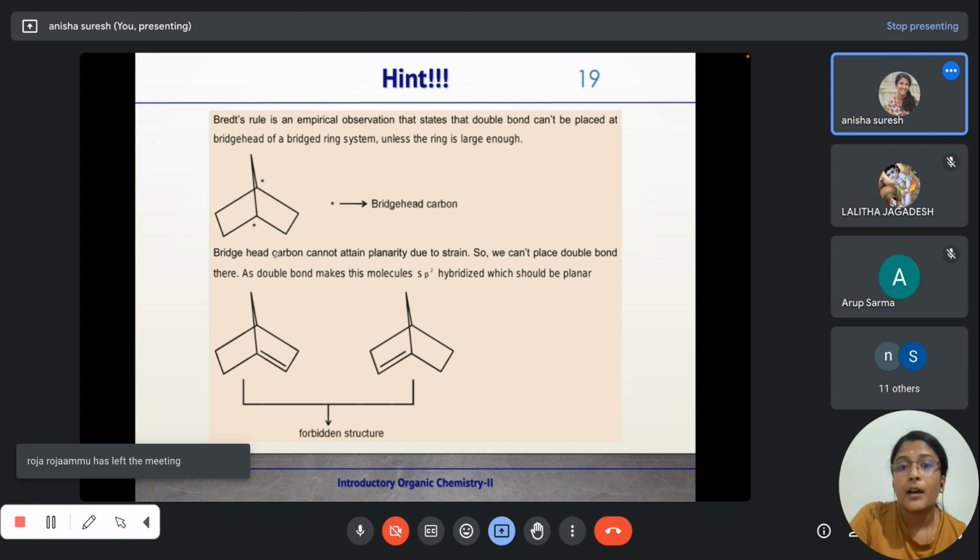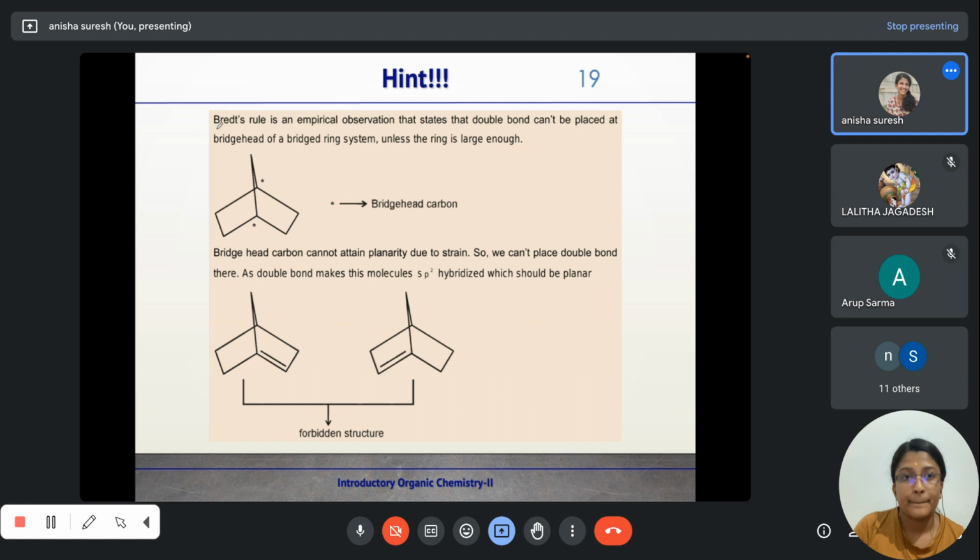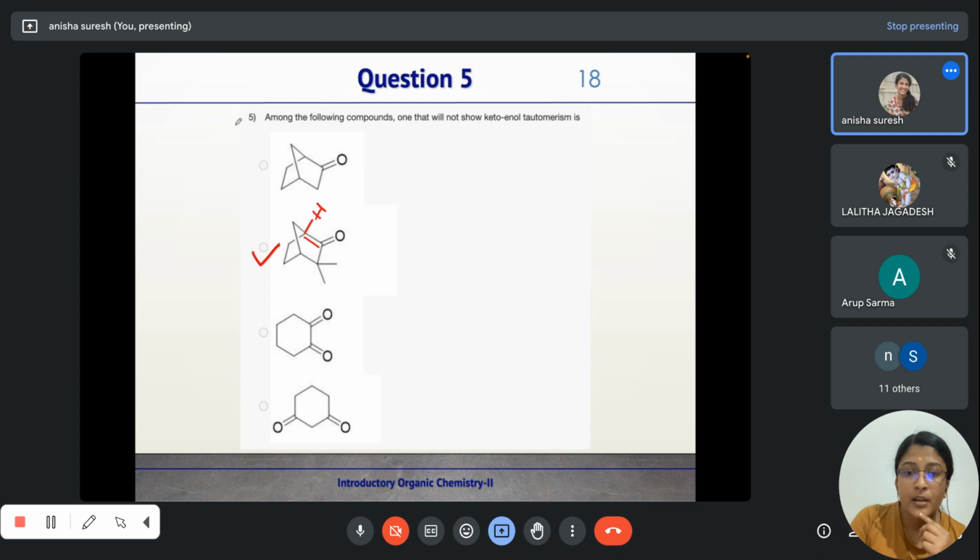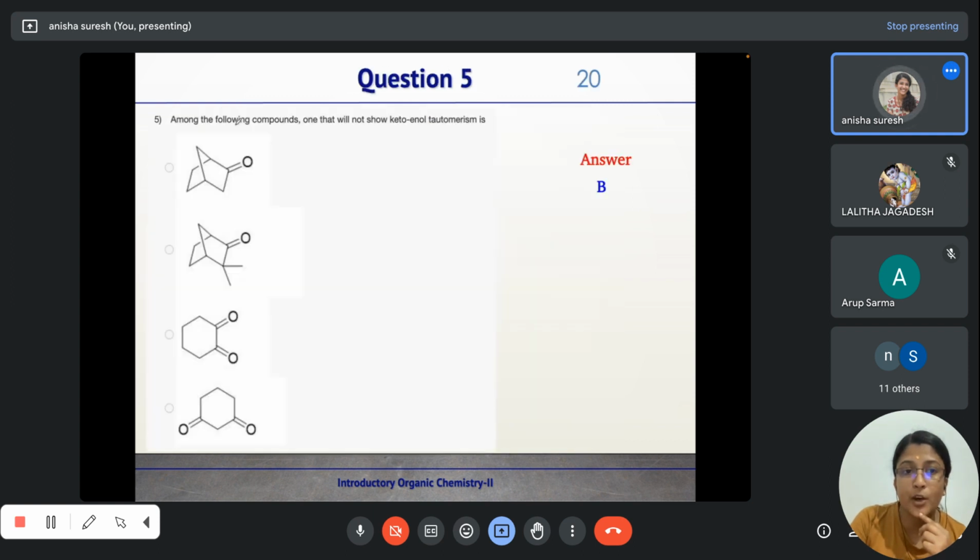That is why at the bridgehead position, the double bond is not favored. So this is called Bredt's rule. So the correct option will be option B. This is clear for everyone.